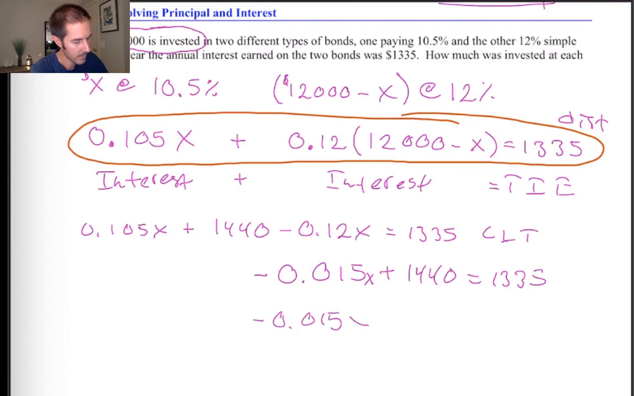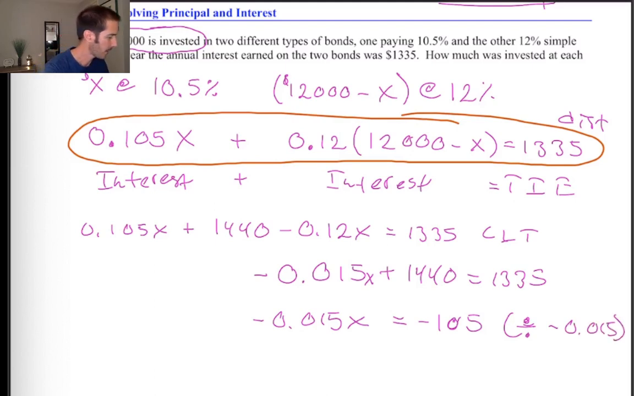Subtract 1440 from both sides. 1335 minus 1440 is equal to negative 105. And then we have to divide both sides of our equation by negative 0.015. I've already got the negative 105 in my calculator, so I'm just hitting divided by. Oh, except there's all sorts of weird things in my calculator now. All right, I'm starting that one over. I've got 105, which I'm making negative, and I'm going to divide it by negative 0.015, and I get a final answer of 7,000. So x equals $7,000.